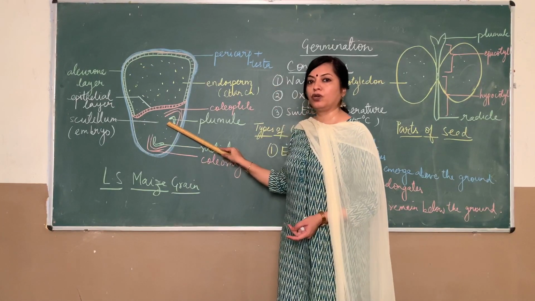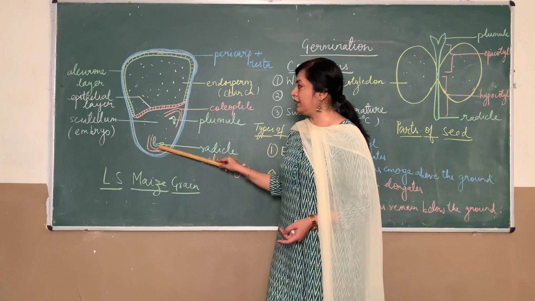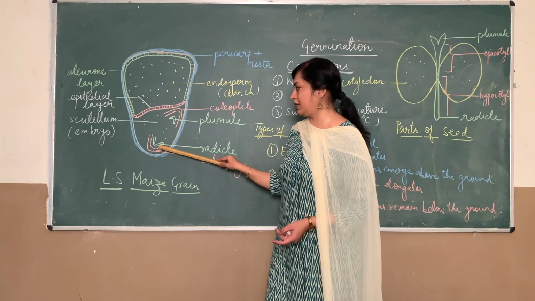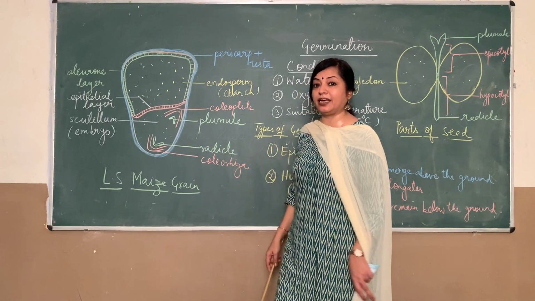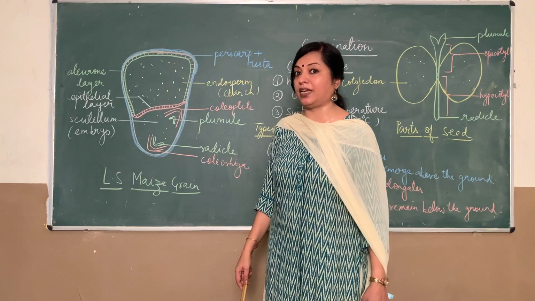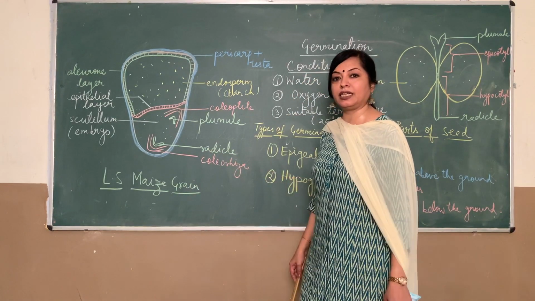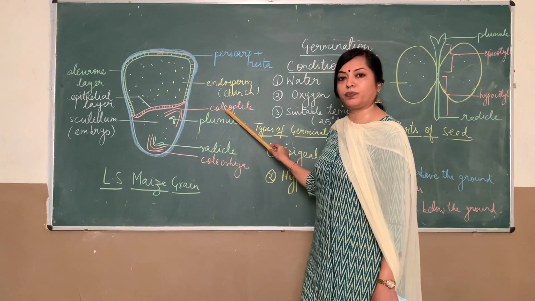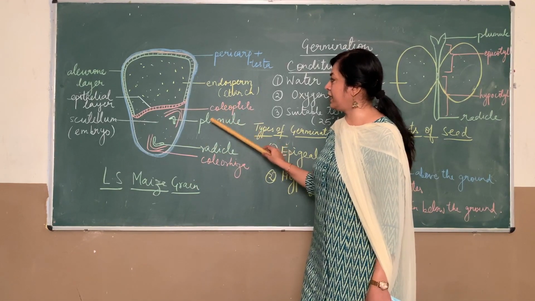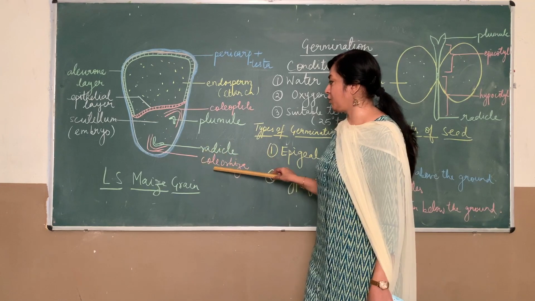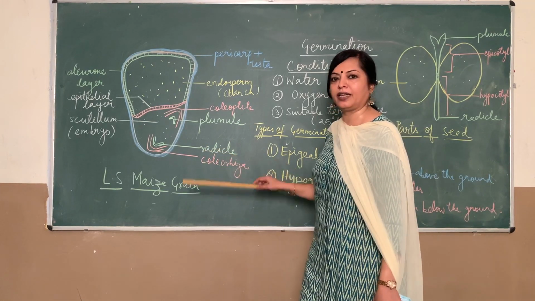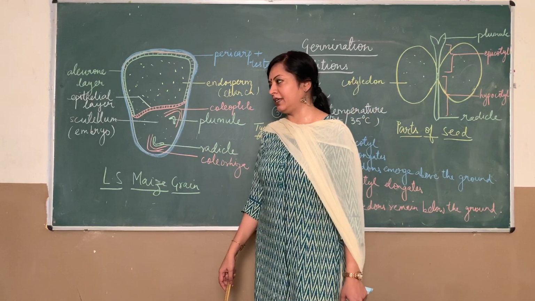The plumule forming the shoot system. The radicle forming the root system. Remember, the radicle here is CLE. The one you study in chemistry is CAL. So this is RADICLE. We have coleoptile protecting what? P stands for plumule. And we have coleorhiza, R for radicle, protecting the radicle.